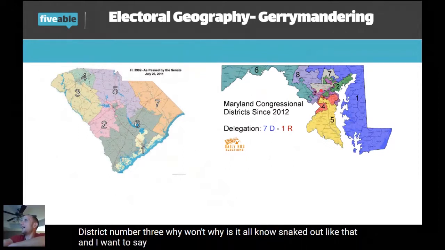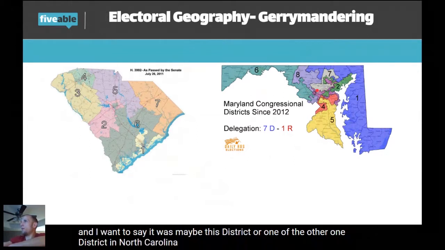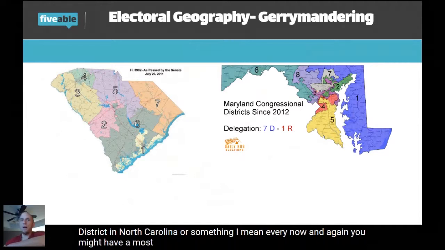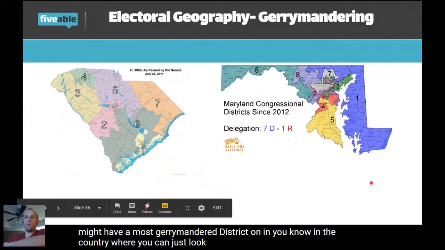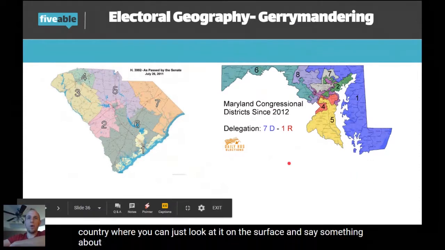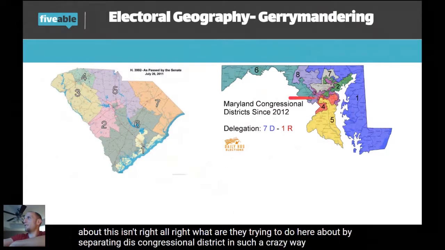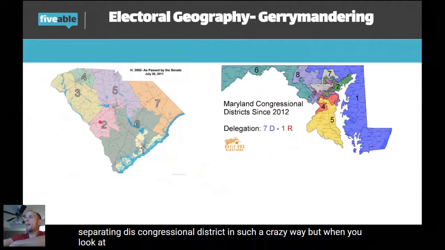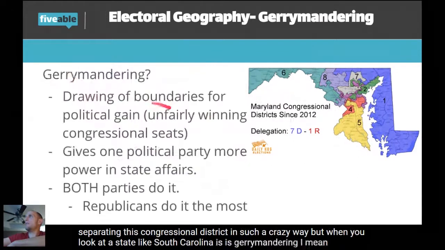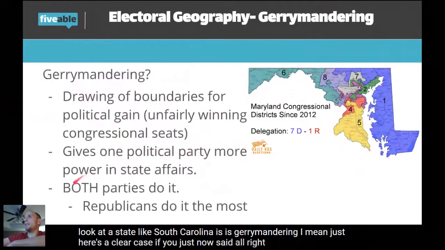And I want to say it was maybe this district or one other district in North Carolina or something. I mean, every now and again you might have a most gerrymandered district in the country where you can just look at it on the surface and say something about this isn't right. All right, what are they trying to do here by separating this congressional district in such a crazy way? But when you look at a state like South Carolina, is there gerrymandering? I mean, here's a clear case.